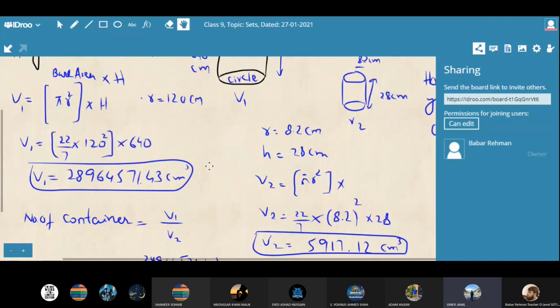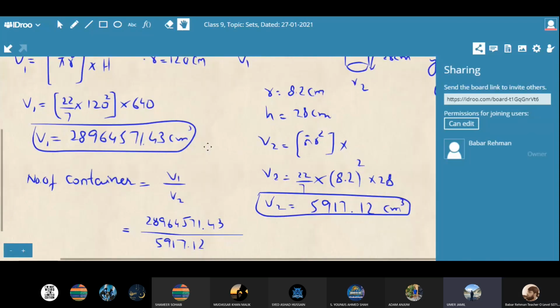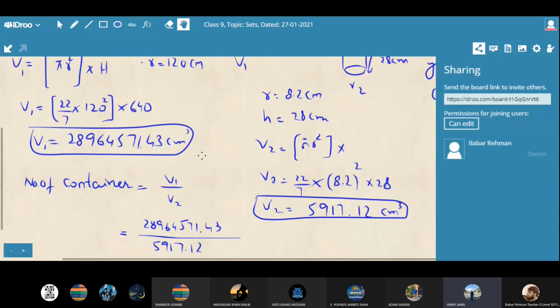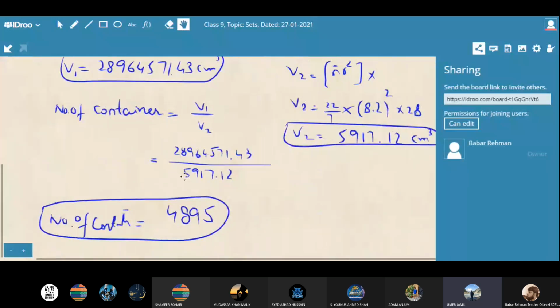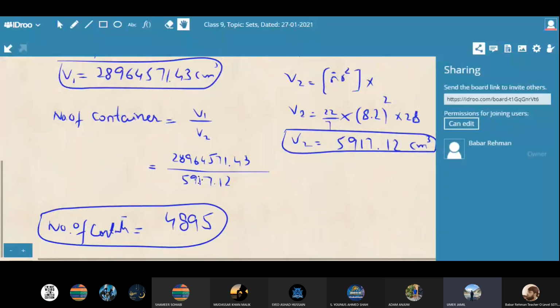So how will we take that out? We have to divide the volume of the first cylinder by the volume of the second cylinder. When we divide them, for example, 28964,571.43 will be divided by 5917.12. The answer that we will get by dividing this will be 4895 centimeter cube. So this will be our answer.